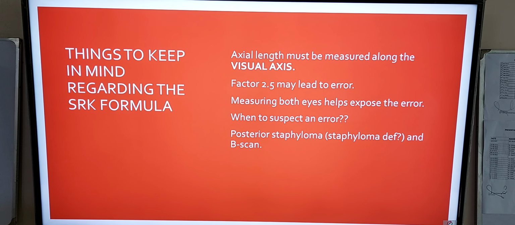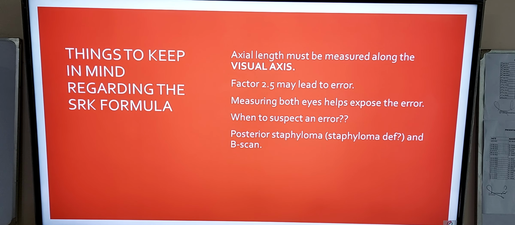Secondly, if the previous eye was operated and the desired post-operative refraction was not achieved in the previous eye, then it means that there has been some error and we need to be conscious. And thirdly, if the refractive state of the eye and the axial length of the eyeball do not match, they do not explain each other.